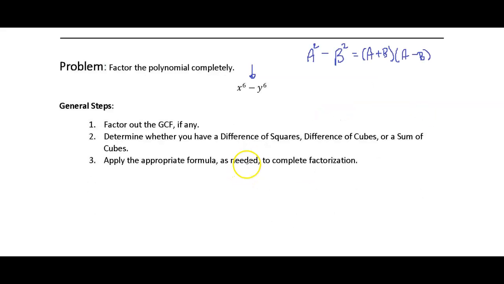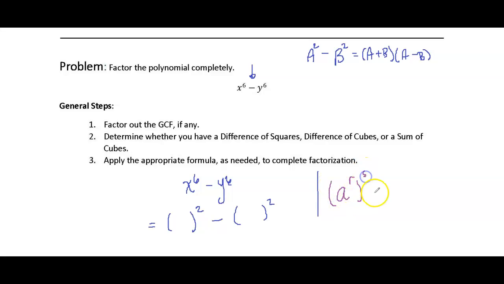So let's take a look at what we have. x to the sixth power minus y to the sixth power. Could this be rewritten as something to the second power minus some other expression to the second power? You might want to recall that in the properties of exponents, if I have a power to a power, let's say a to the r to the s power, I can multiply those powers. So for example, x to the third to the fourth power, that would be x to the 12th power.